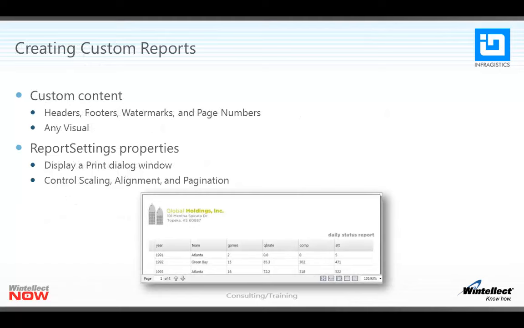Reporting provides the means for customizing the output of a report. Headers, footers, watermarks, page numbers, and any other visual can be added. Additionally, report settings properties allow for displaying a print dialog and for controlling scaling, alignment, and pagination.